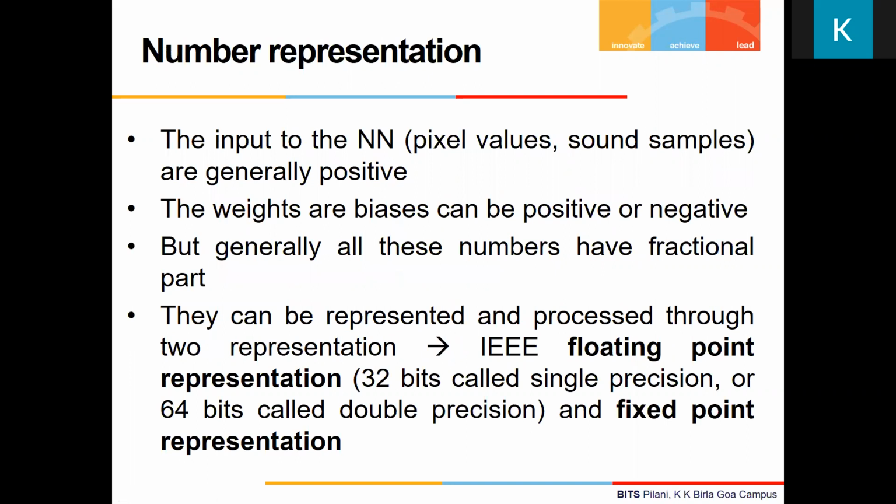Another one is the number representation itself. Generally, the inputs to the neural nets are positive numbers. That could be pixel values if you are doing image processing, or sound samples if you're doing audio processing or natural language processing. The inputs will be generally positive, but there are cases where inputs are negative also. The weights and biases can be positive or negative in almost every case.